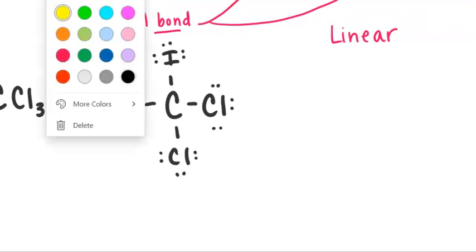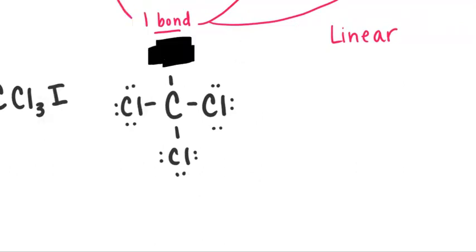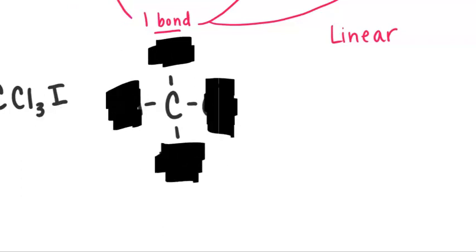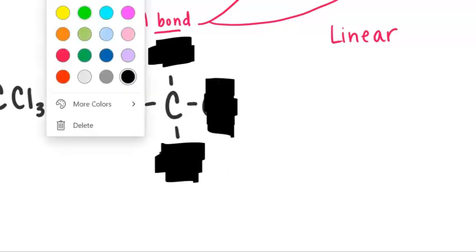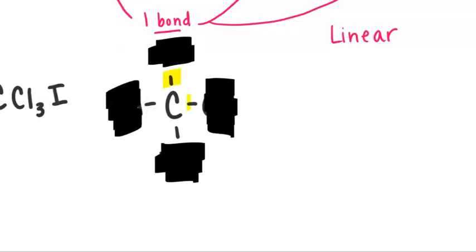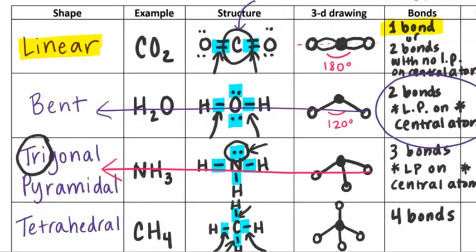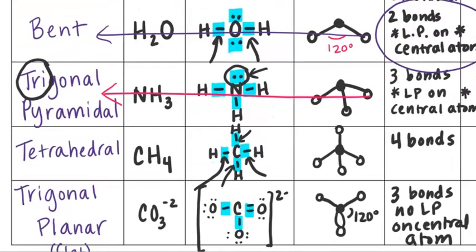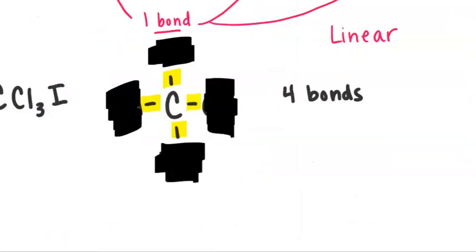So I first draw the dot structure, and then again, I only pay attention to the central atom. So this is all I look at. Now notice I never erase the bonds coming from the central atom. Those are super important. How many bonds do I have? I have 4 bonds coming from the central atom, and there aren't lone pairs. So we look at our notes. I only have one bonding shape that has 4 bonds, and that's going to be tetrahedral. So I would write down for my answer here, tetrahedral.